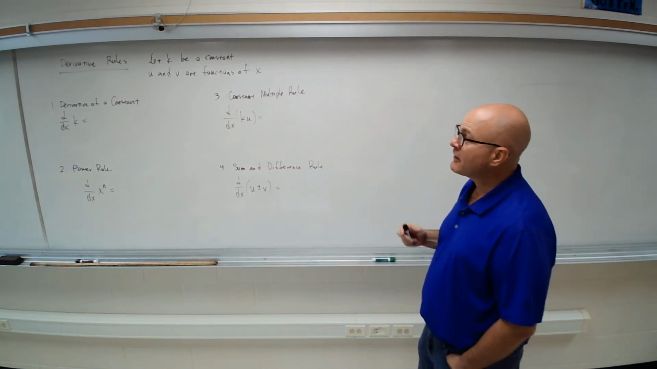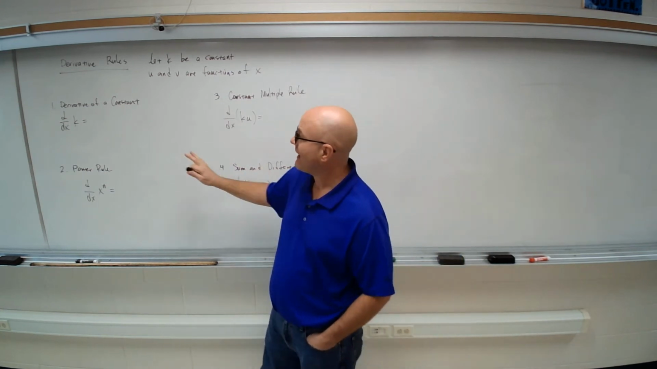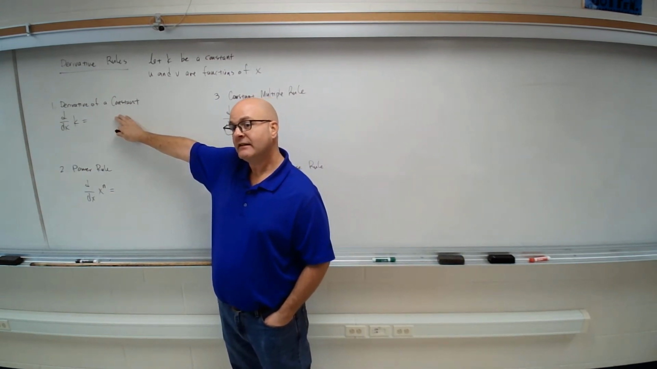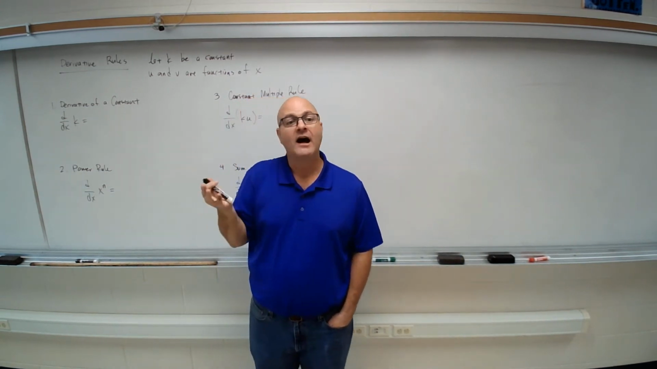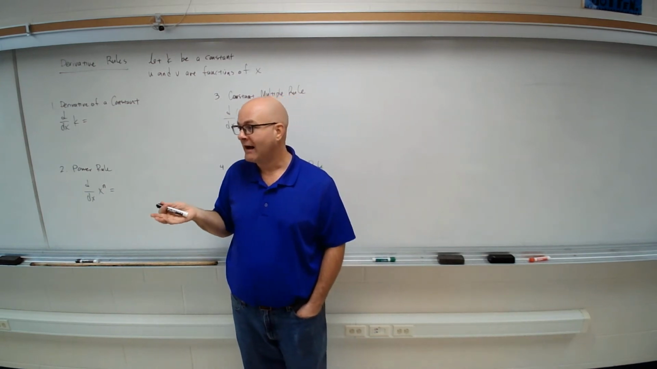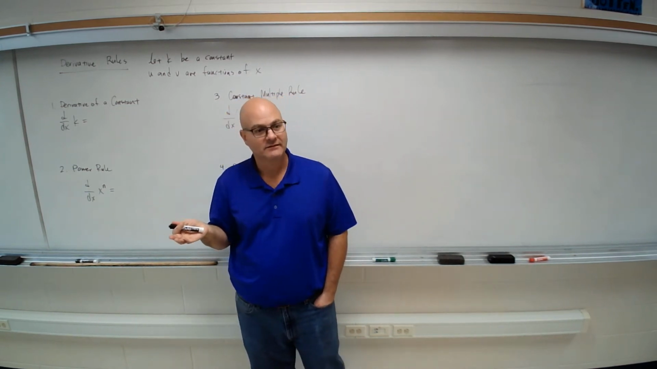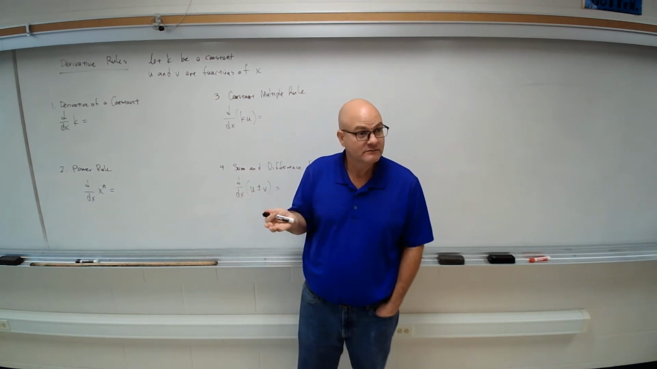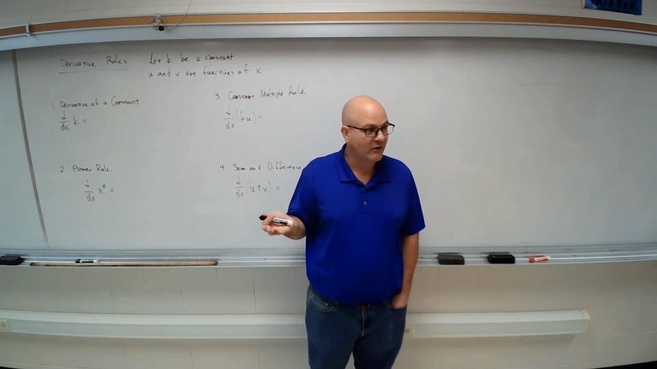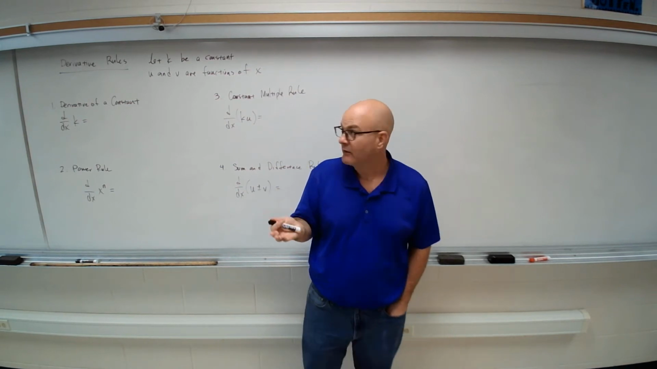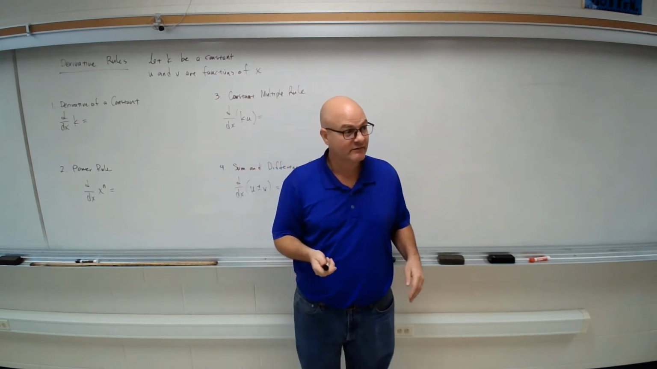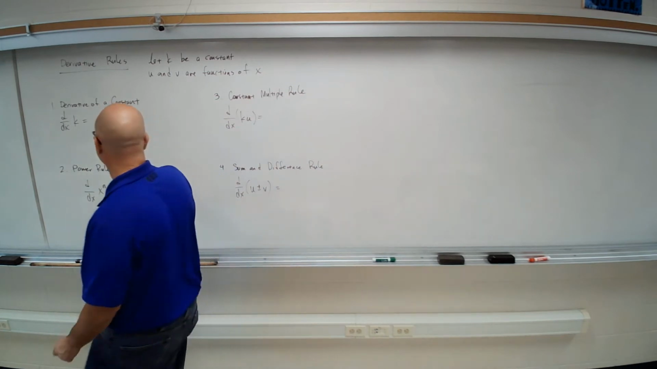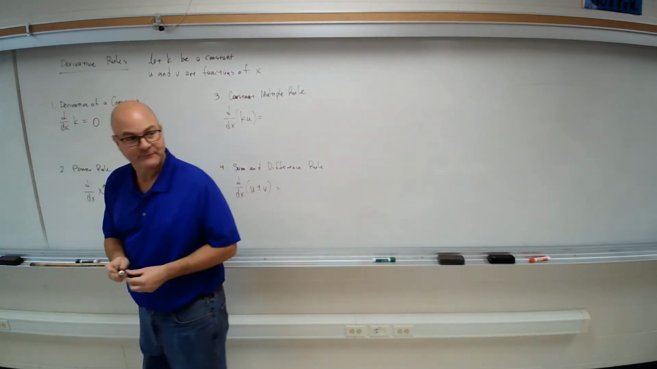But the first one to just be really sure about is the derivative of a constant. Now, if you think about it, if you have the graph of y equals 5, what kind of graph is it? It's a horizontal line, right? What's the slope of every horizontal line everywhere? 0. So what do you think the derivative of a constant is? 0. Yeah. That's it, every time, right?